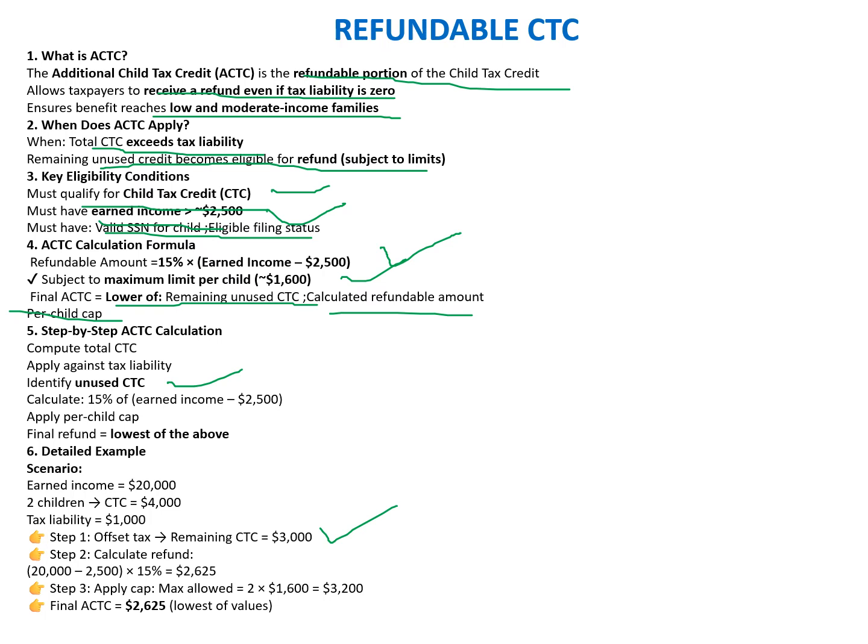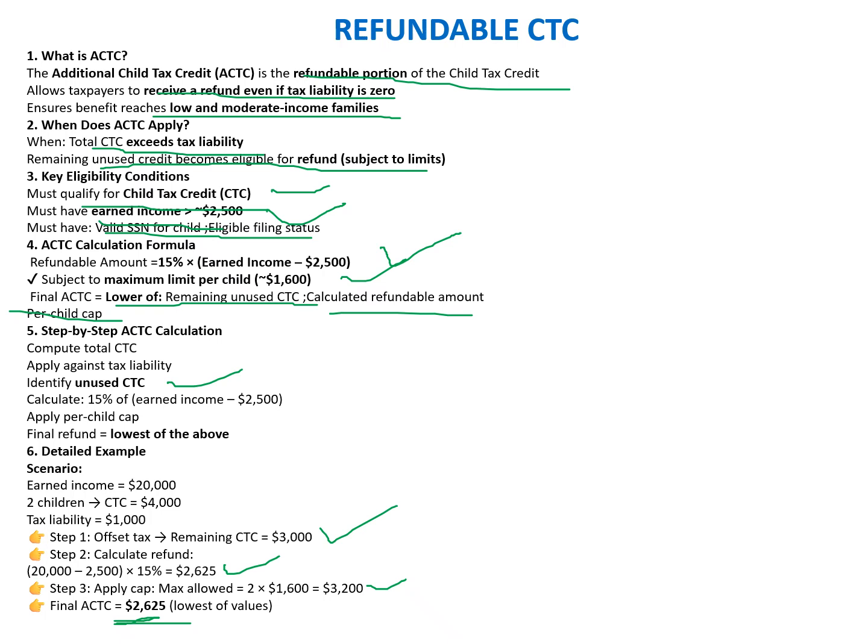So step 2 is to calculate the income which exceeds $2,500, which is 20,000 minus 2,500, and apply the percentage of 15% to this, which means we can claim a maximum of 2625. Then we have to apply the cap for the ACTC, which is 1,600 per child. So the maximum cap is 3,200. Then we compare 2625 and 3200. Though our remaining portion of CTC is 3000, we can get the maximum refund of 2625 only, which means the balance of the amount will be foregone.